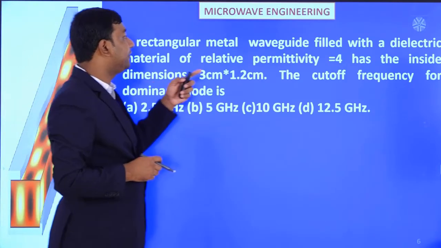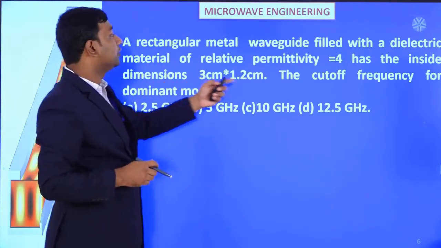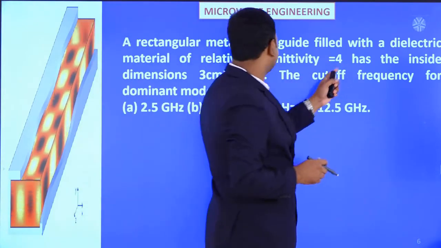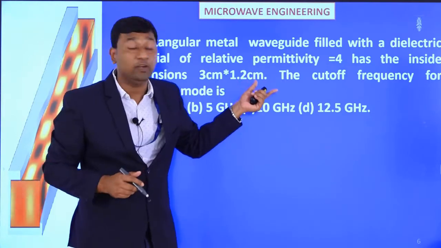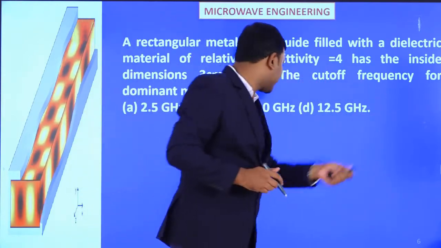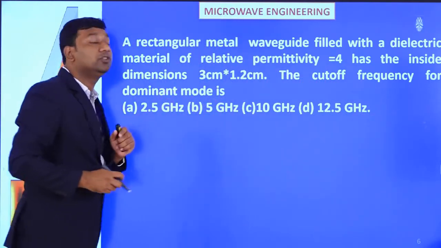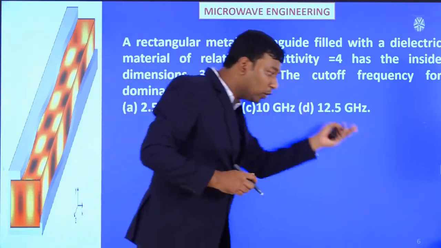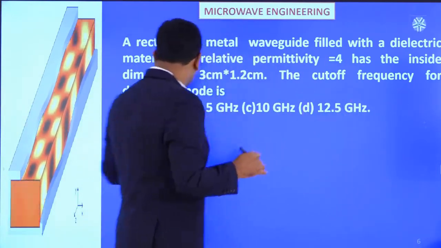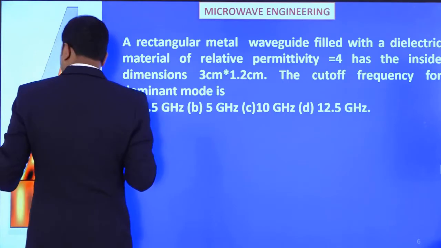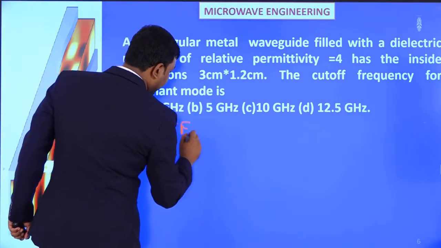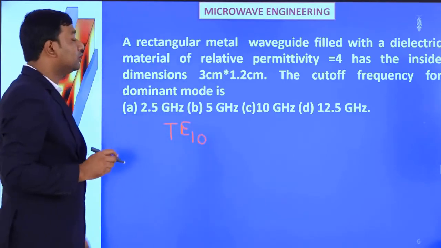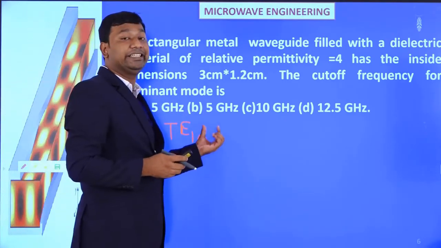A rectangular waveguide filled with a dielectric material with relative permittivity 4 has inside dimensions a 3 centimeter, b 1.2 centimeter. Find its cutoff frequency for the dominant mode. So we know the dominant mode is the mode having the lowest cutoff frequency. For a rectangular waveguide, the dominant mode is TE10. So we will find its cutoff frequency for TE10 mode.